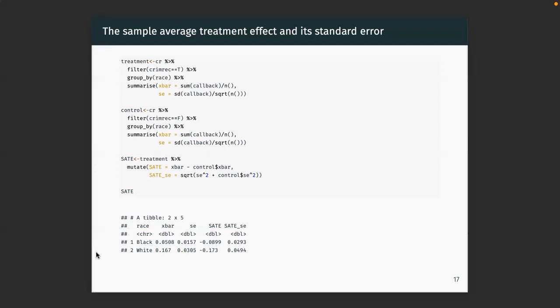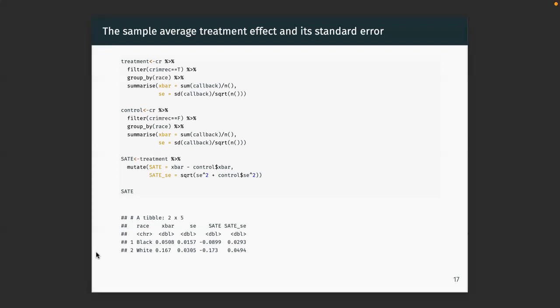So we end up here with our estimated treatment effect for criminal records for black testers and white testers. Here's the standard error for both of those treatment effects. And then here's the sample average treatment effect of the criminal record on white testers is minus 0.73, right? And the standard error of that treatment effect is 0.0494.